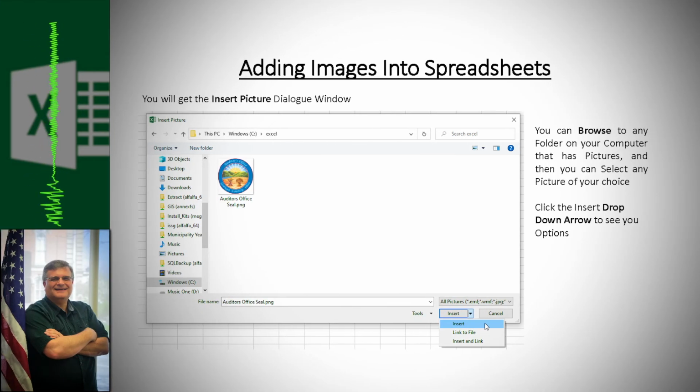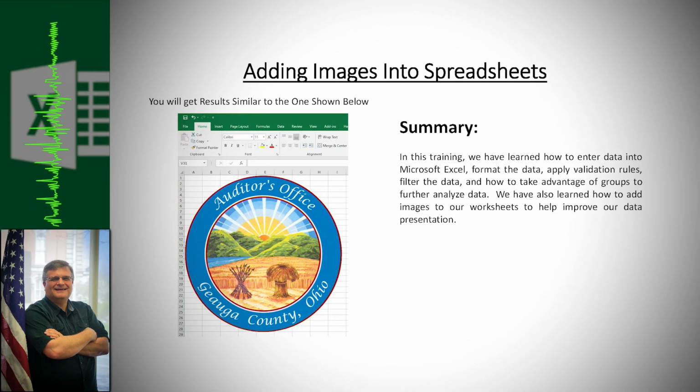You will get the Insert Picture dialog window. You can browse to any folder on your computer that has pictures, and then you can select any picture of your choice. Click the Insert drop-down arrow to see your options. You will get a result that is similar to the one shown below.